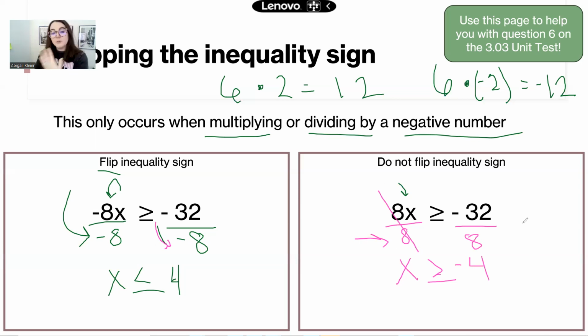So I know that's a lot of information. The rule simply comes down to when you multiply or divide by a negative value, your inequality symbol does flip. So you can use this page to help you with question number 6 on your 3.03 unit test.